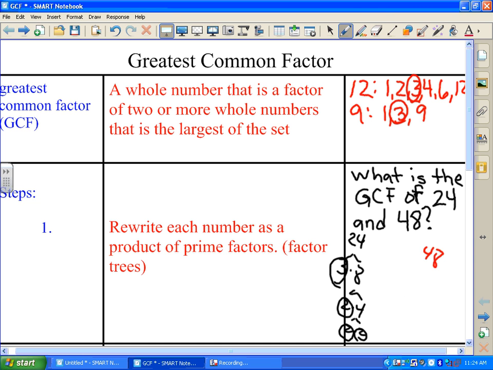Then 48, again, many different directions I can take. I can take 6 times 8 is 48. I could say 4 times 12 is 48. I could say 2 times 24 is 48. But I'm just going to take 6 times 8. 6 is composite, so I'm going to break it down into 2 times 3. 2 is prime, 3 is prime. 8 is 4 times 2, 2 is prime. And 4 is 2 times 2, which 2 is prime and 2 is prime. Okay, write that down quickly.